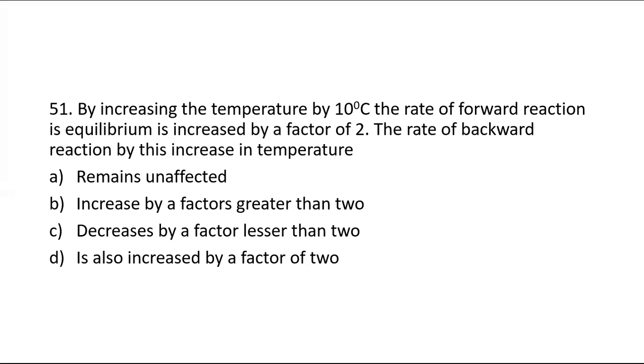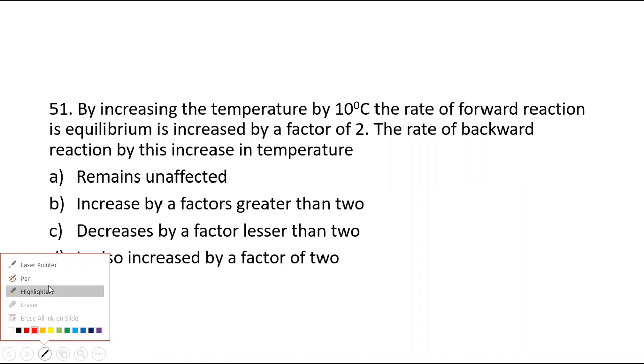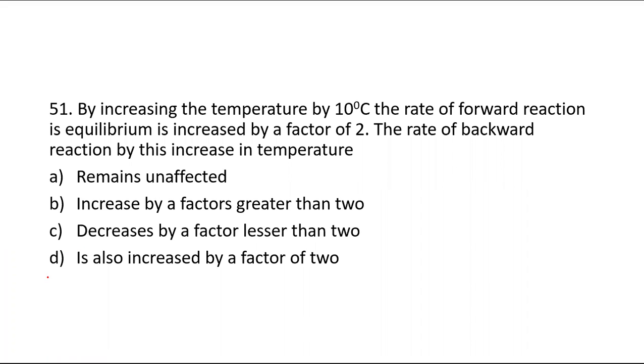So here is a problem. By increasing the temperature by 10 degrees Celsius, the rate of forward reaction is increased by a factor of 2. The rate of backward reaction by this increase in temperature is... See, try to understand the question. By increasing the temperature by 10 degree Celsius, so the temperature coefficient here is 10 degree Celsius. They are asking what happens to the rate of forward reaction and the rate of backward reaction.